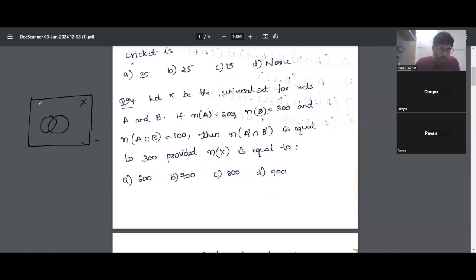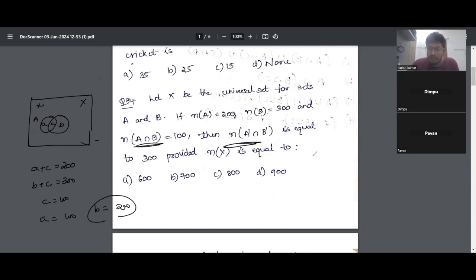So outside, let's call it X. Inside, this is A, this is B, and the common part is C. So n of A is 200. N of A means this entire thing, right? So A plus C is 200. N of B is 300. That means B plus C is 300. N of A intersection B is 100. That is C is 100. If C is 100, A is how much? 100. B is how much? 200. Right. Now he's asking n of A complement intersection B complement.